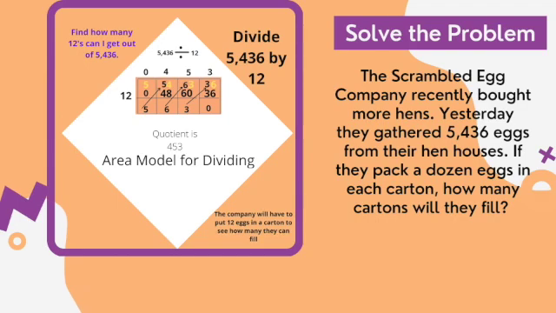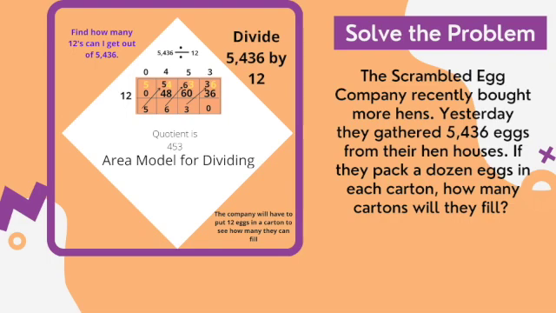Now, solve the problem. At this point of the process, we must decide on the best strategy to solve the problem. You can make a table, you can draw a picture, or you can work backwards. To determine how many cartons can be filled, we're going to divide using an area model for division. As you can see, we have created a 4x2 box to split our dividend by place value. The 5, 4, 3, and the 6 should have their own box. Each digit is highlighted yellow.